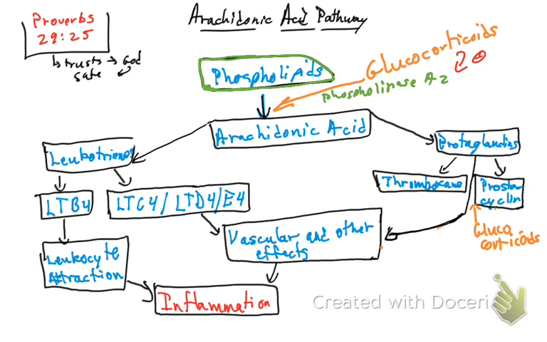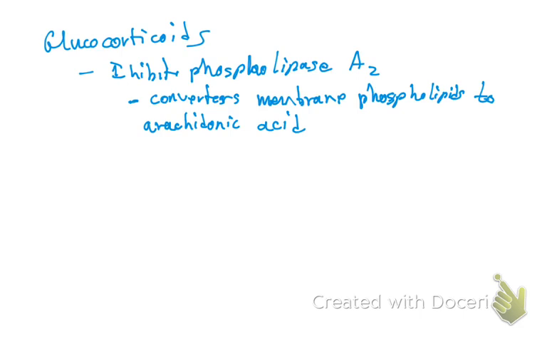Got it? So what else can we say about the glucocorticoids? When they do that, they decrease the formation of inflammatory prostaglandins and leukotrienes. So that means there will be less formation of prostaglandins.